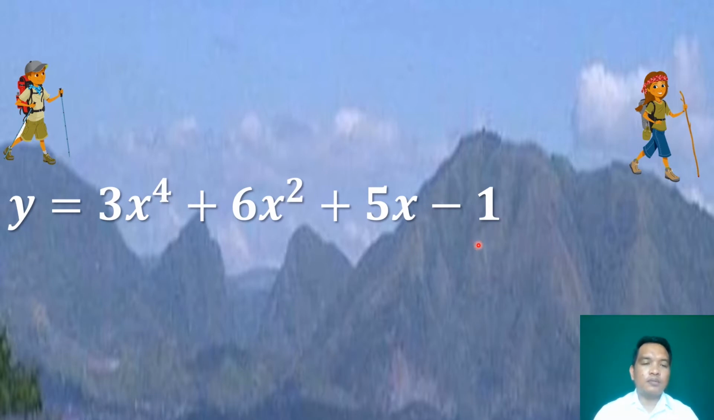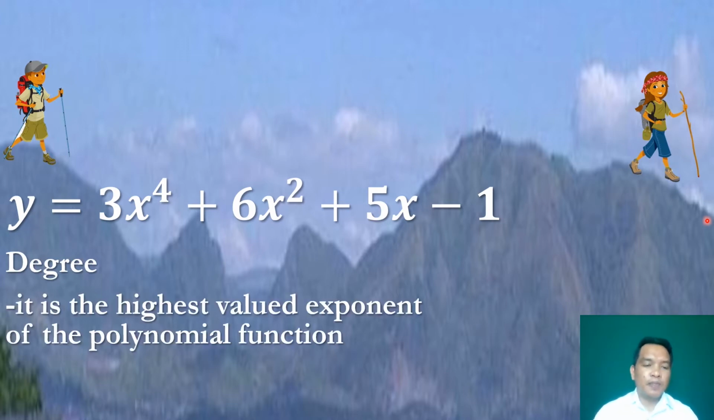Suriin natin ang given polynomial function. Ano ang degree? Degree is the highest valued exponent of the polynomial function. Base sa definition, matutukoy mo ba kung ano ang degree ng given polynomial function? Tama, ang degree natin or n is equals to 4. Dahil sa lahat ng exponent ng ating polynomial function, 4 ang pinaka-highest exponent.